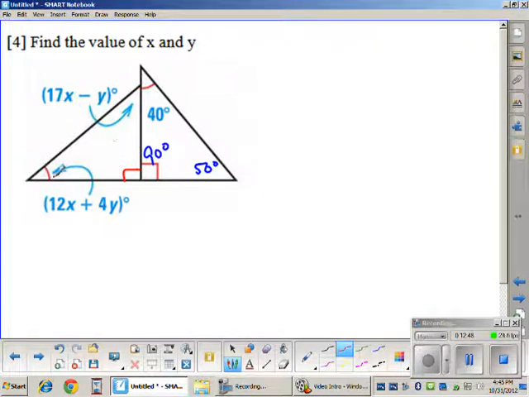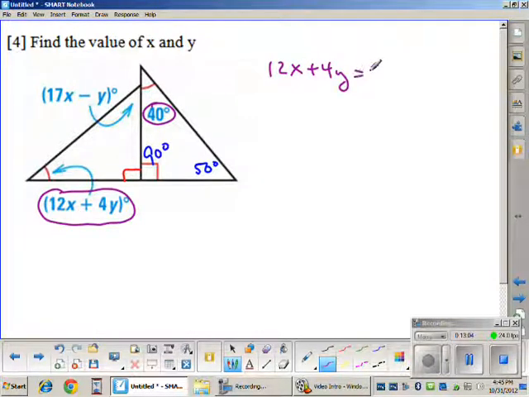Again, one arc, those are congruencies. So 12x plus 4y is equal to 40. Now, the last piece that we have to incorporate is the fact that we have this last angle at 50, and we have this guy over here, the last angle in the triangle on the left. Those should be congruent as well. It's certainly not 90, and 40 is taken care of, so this one has to be its matching pair. 17x minus y is equal to 50.